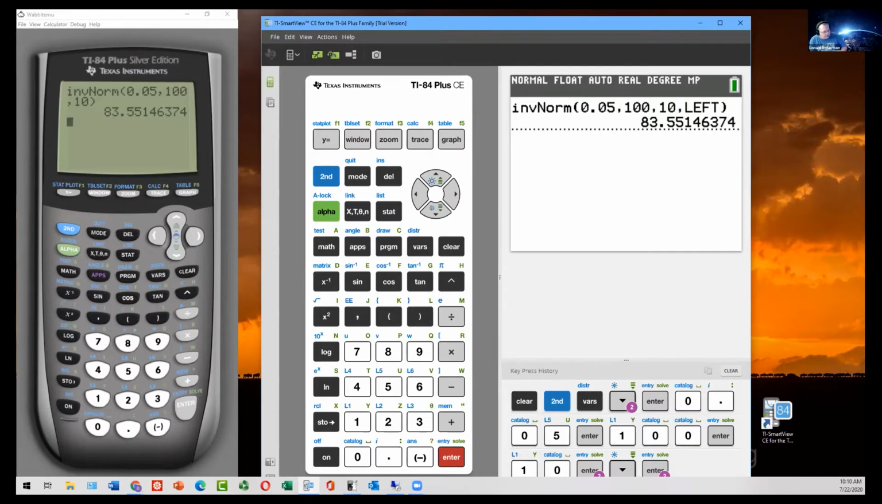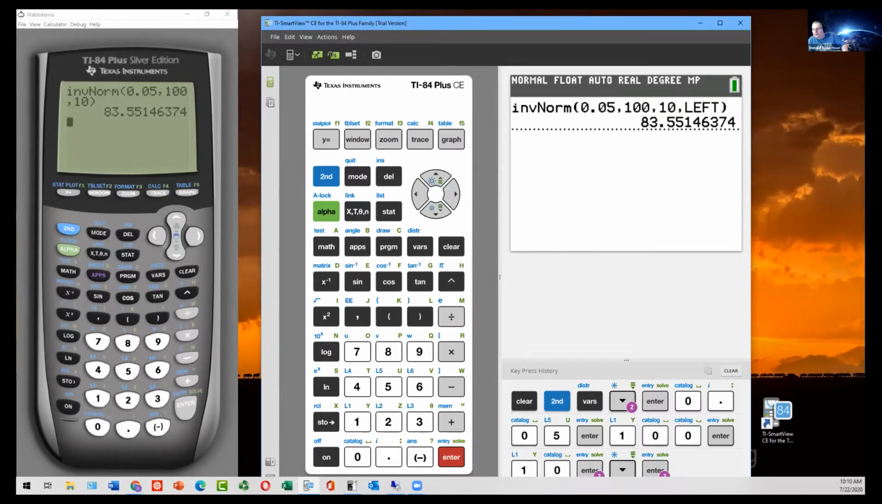Inverse norm tells you the score that you need. I'll write this down as I'm saying it. It tells you the score that you need. In this case, you need to get a score of 83.6. It tells you the score that you need so that you are in the bottom 5%. So inverse norm gives you the score that you would need, right? The number that you would need in your data to be in the bottom 5% of all your data.